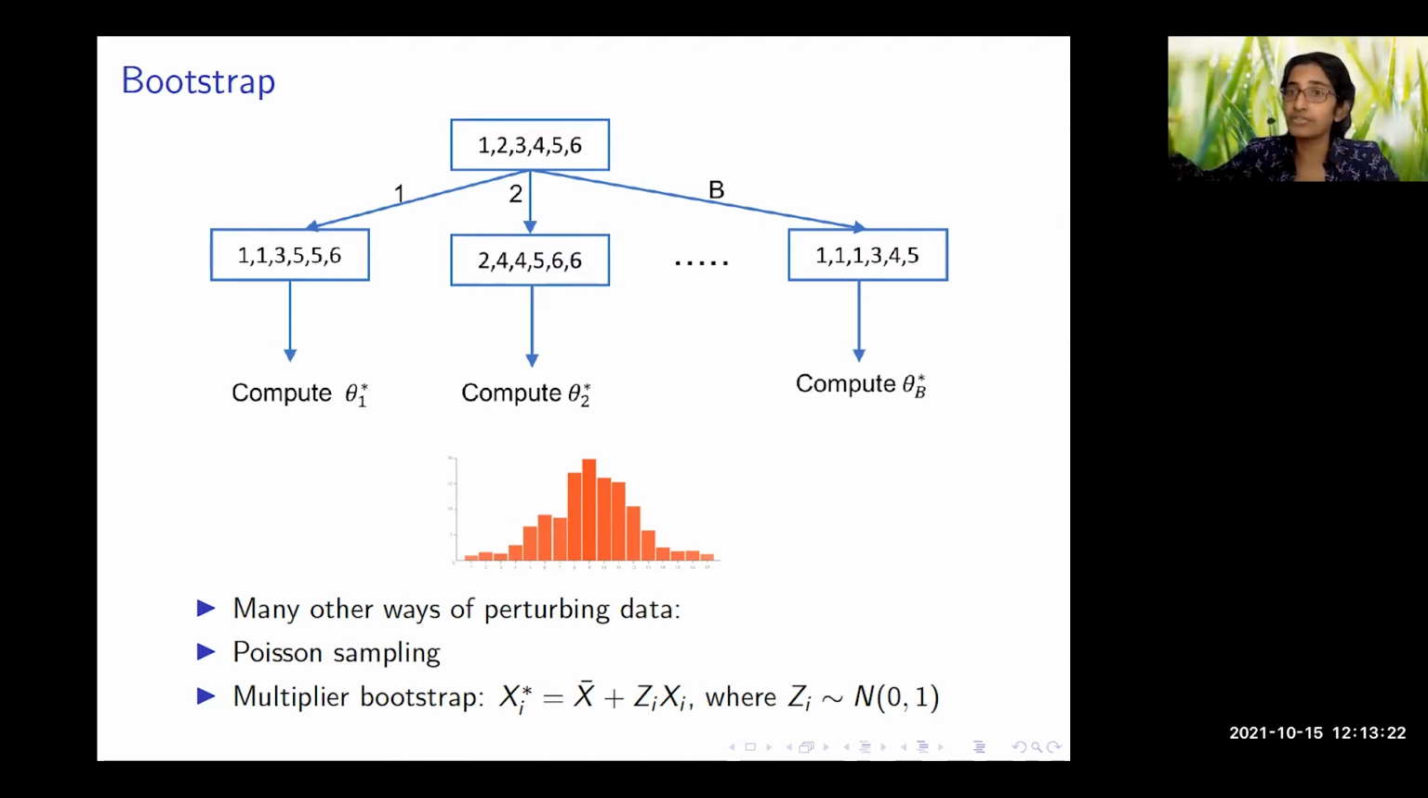And once you have all of these, you treat them almost like, oh, I basically generated lots of data sets from the underlying distribution, calculated my estimate on each one of them, and then I can get a histogram. Of course, this is a very simplified picture. There are many other ways of perturbing the data. You can do Poisson sampling, you can do multiplier bootstrap. That's what we will look at today.